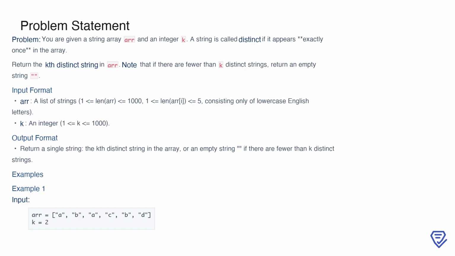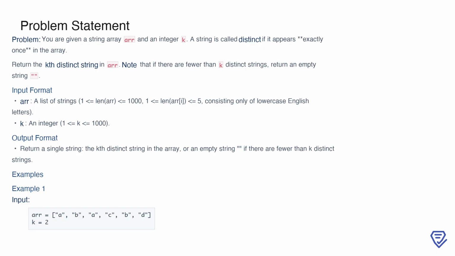A string is considered distinct if it appears exactly once in the array. To solve this, you are given two inputs, the array arr, which contains a list of strings, and the integer k, which specifies the position of the distinct string to return. If there are fewer than k distinct strings in the array, the output should be an empty string.